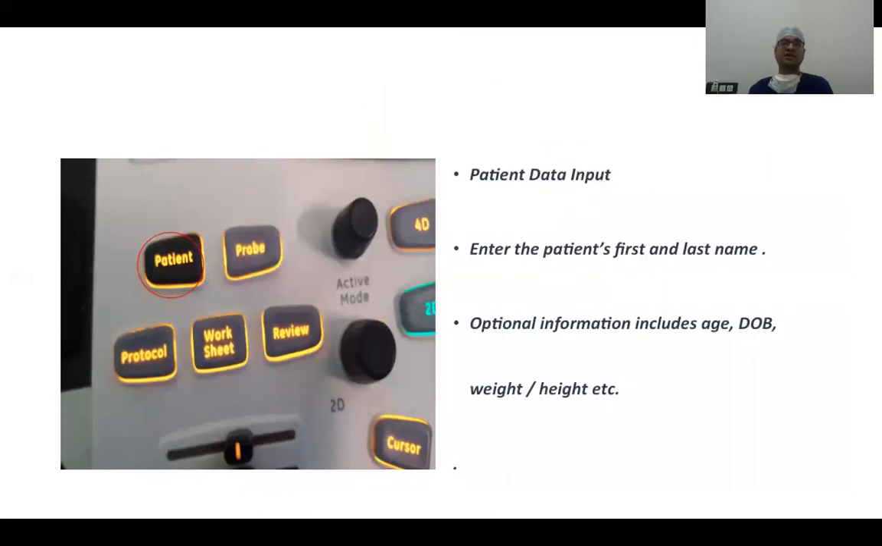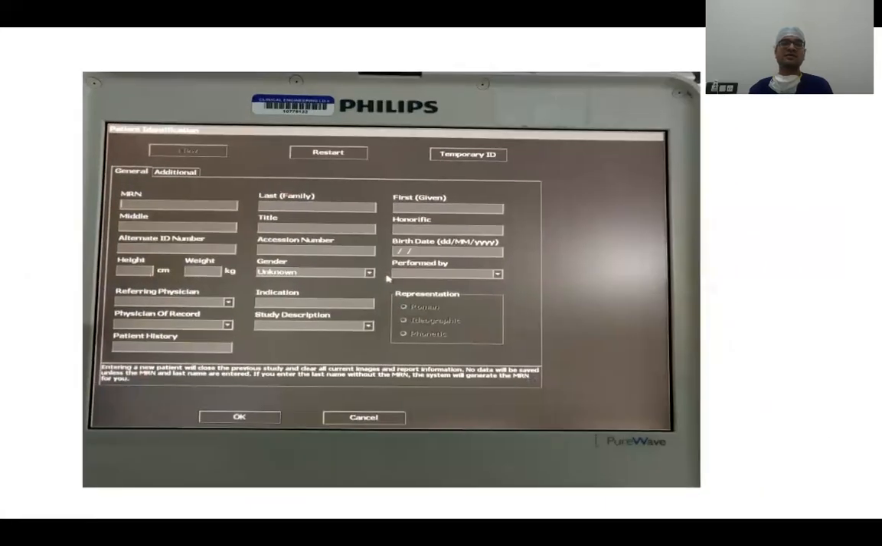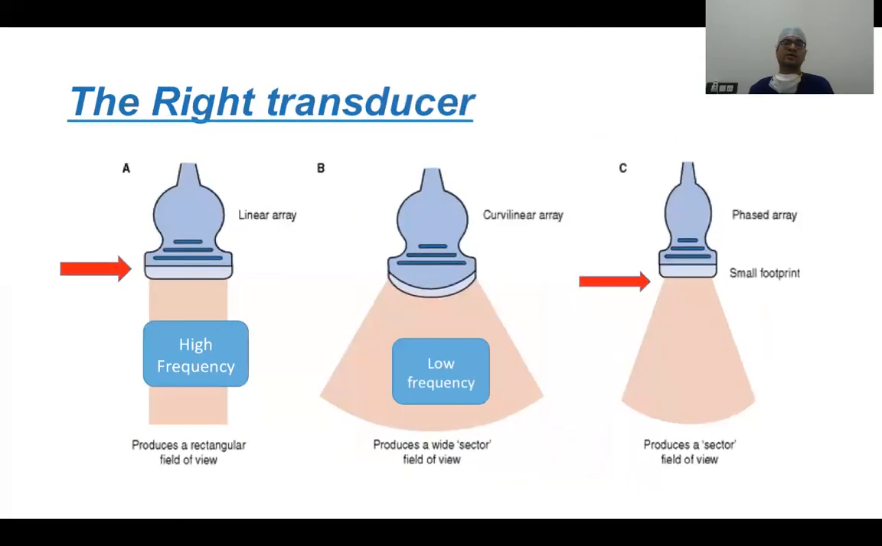After that, patient data needs to be entered. There are some mandatory things: in our system, last family name and MRN number need to be added. We also add the study description and the indication of the ultrasound study. Then we choose the right transducer for the study. There are three types of transducer as you can see: linear, curvilinear or phased array. The linear transducer has high frequency with lesser depth of penetration and higher resolution. As the frequency decreases, the depth of penetration increases, but the resolution of the image goes down.